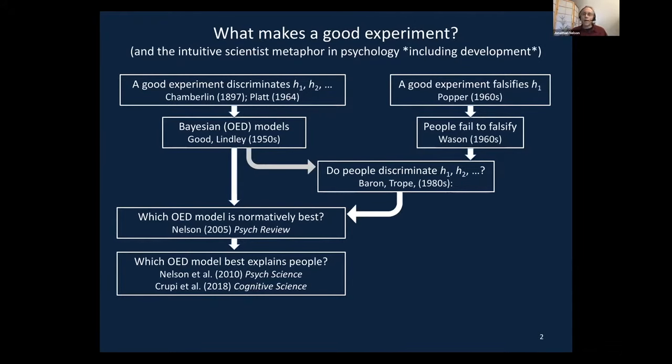And over time, these ideas came together in psychology, and I, among many others, have looked at which of these ideas are somehow normatively best, and also which best explain people. A lot of what I'll be talking about today is in the framework of these Bayesian OED, or so-called optimal experimental design models. Several of these are built on information theory ideas like Shannon and Lindley.